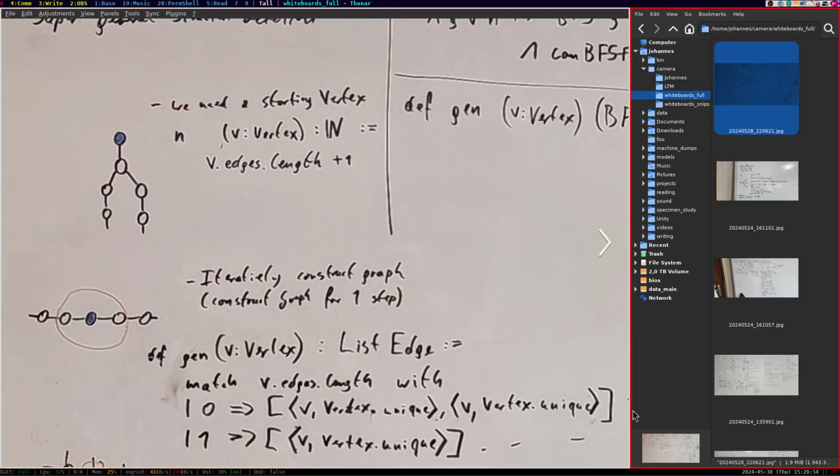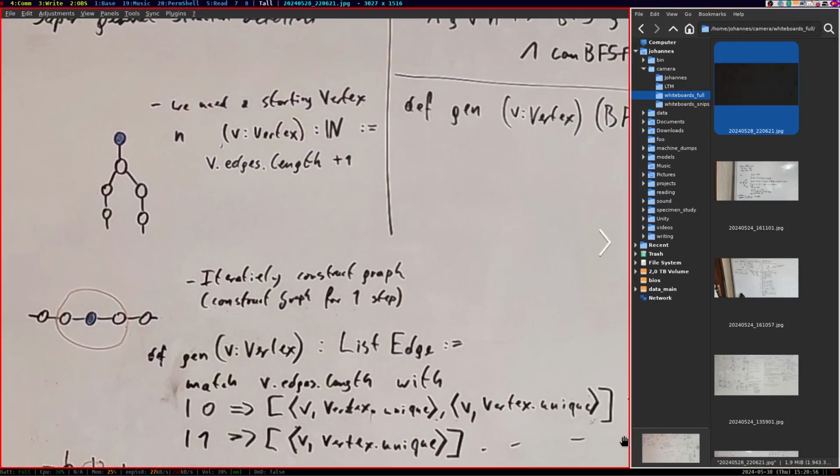And what's vertex dot unique? I guess I understand the intuition, but give me a new unique index. If we assume a vertex is just a natural number, that means just give me a new natural number that wasn't used before. Or generate a UUID or something. Just some unique identifier, basically.